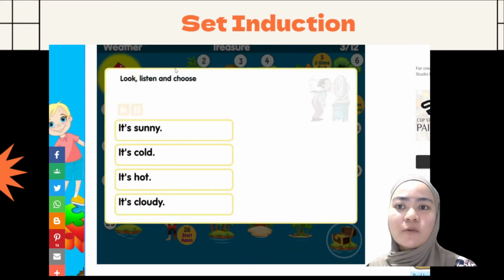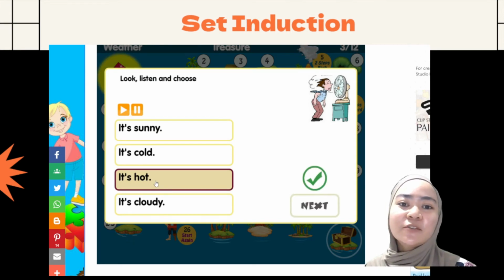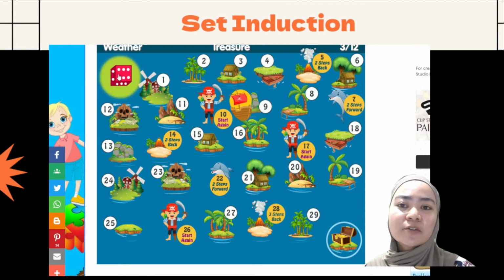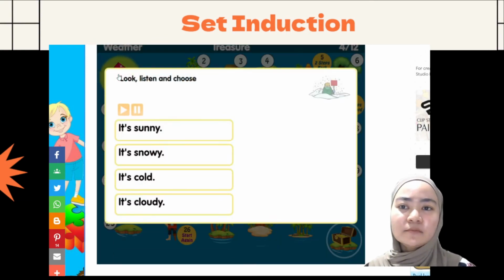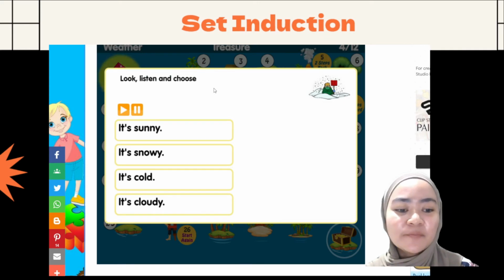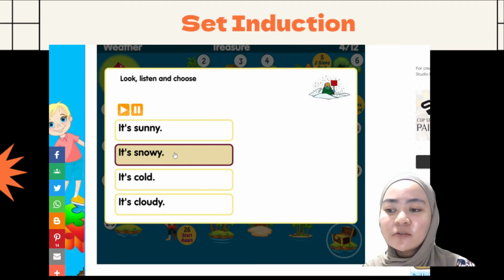Two steps forward. Hot. What is the answer? It's hot. Good job. Alright, next question. It's snowing. What is the answer? It's snowy. Good.